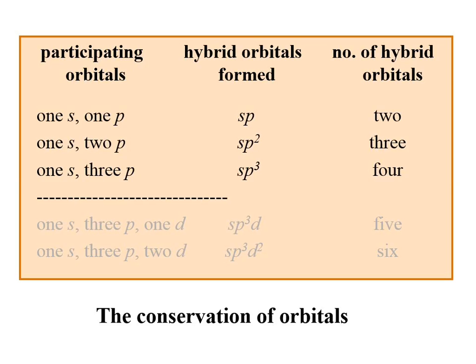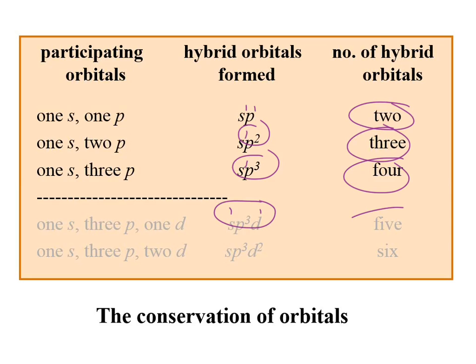So the conservation of orbitals, all it means, and if you get stuck, you basically add the superscripts. We add these 2 superscripts, and we get 2. We add these 2 superscripts, and we get 3. These 2 superscripts, and we get 4. These 3 superscripts, we get 5. These 3 superscripts, we get 6. All right.